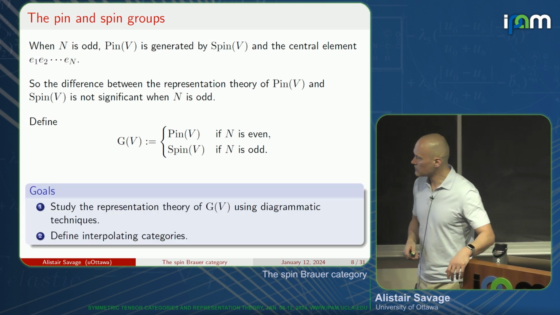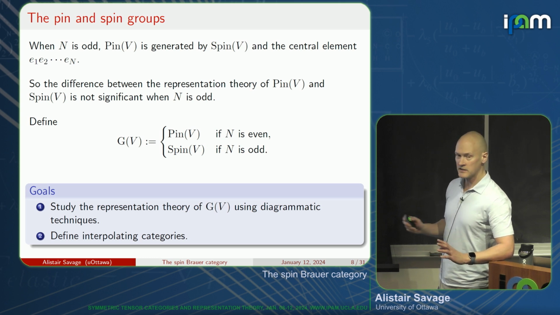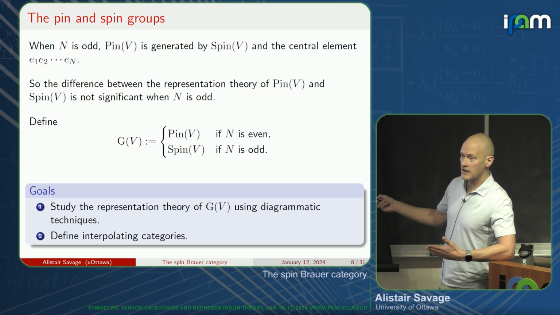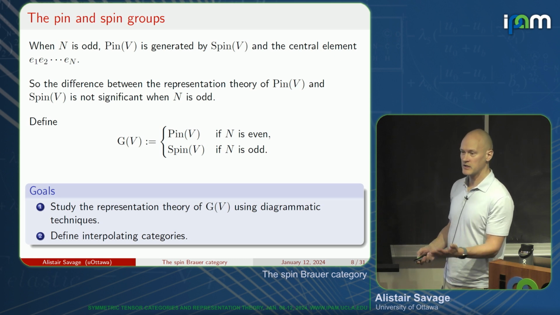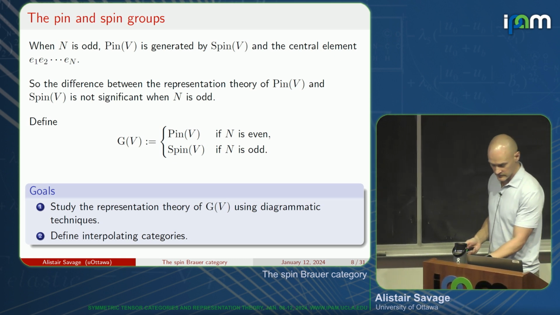Okay, so let me restate the goals that I stated at the beginning. Now we know what this group G_V is. We want to study its representation theory using diagrammatic techniques, and then maybe define interpolating categories, right? Because this group depends on this n. This n, the way we've defined things, has to be a natural number, but maybe we can define some interpolating categories for categories of modules over these things.